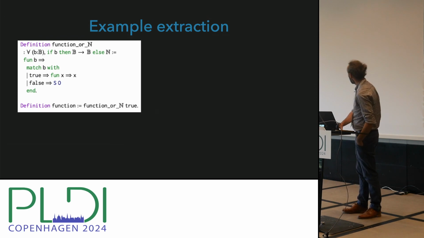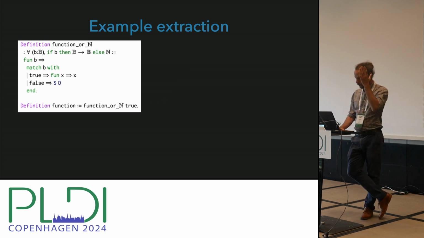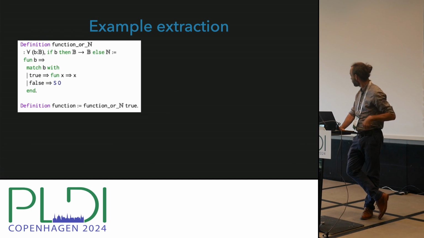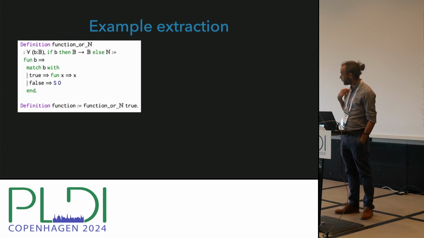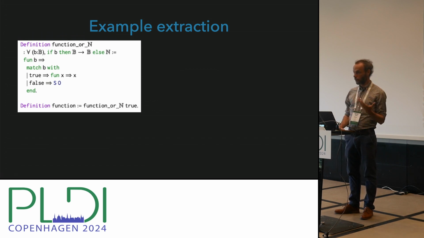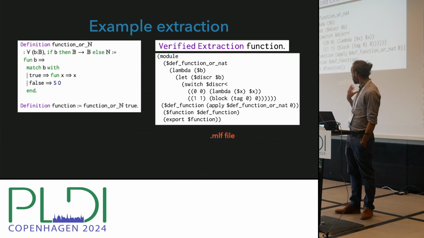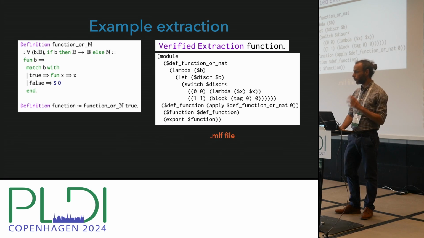So for example, here I'm giving you the definition of function n that I used in my previous example. I apply this function to true. As you can see, the type of function n takes a Boolean, but it decides depending on the Boolean if I'm going to return a function from Booleans to Booleans or a natural number. Clearly, this type is not expressible in OCaml. I can ask my plugin to extract this definition. So it will produce an MLF file, so a malfunction file. So it's an S-expression representation of untyped OCaml, basically.